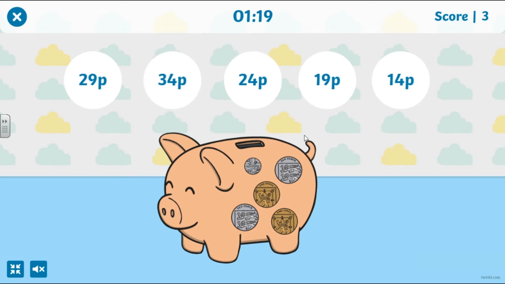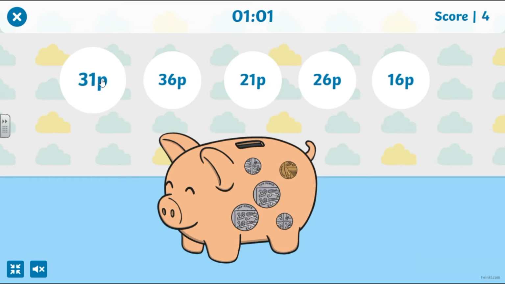This time, I've got 2 10s, so 10 add 10 is 20. Then I'm going to add the 5, 20 add 5 is 25. Then I'm going to add my 2 2p's together to get 4p. 25p add 4p gives me 29 pence.